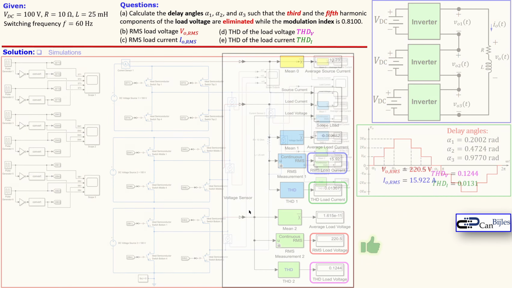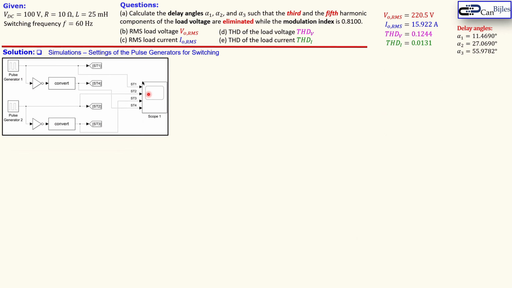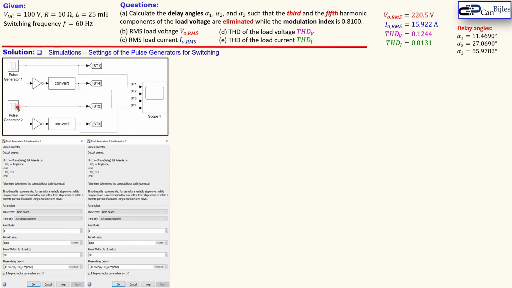That's nice. Let's now see the settings for our pulse generator for switching. That's actually the first one. This is for the top one. You see the pulse generator and also here in pulse generator. And these are configured in order to have this delay angle. So this delay angle of 11.4690 degrees need to be added here, but then using seconds.